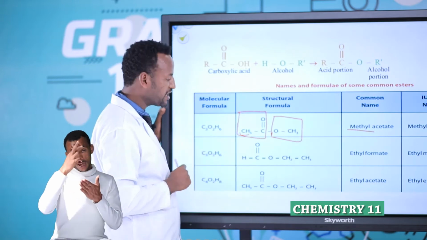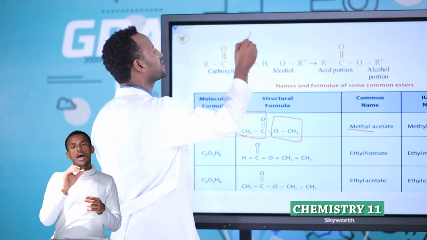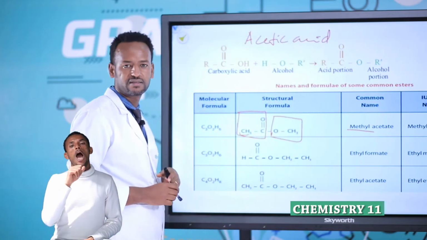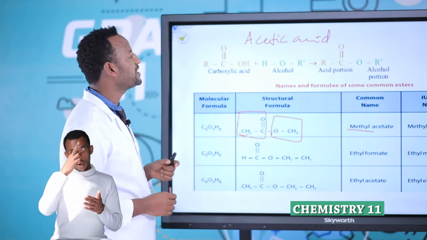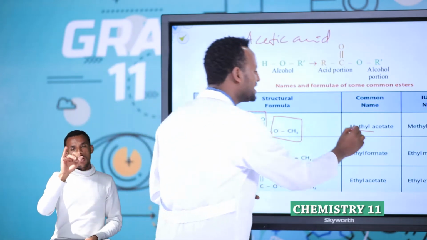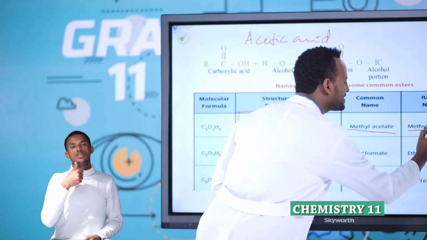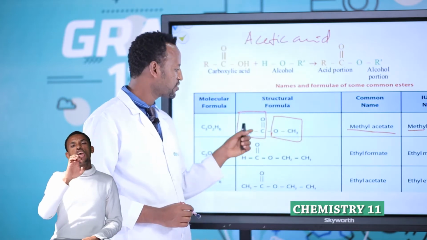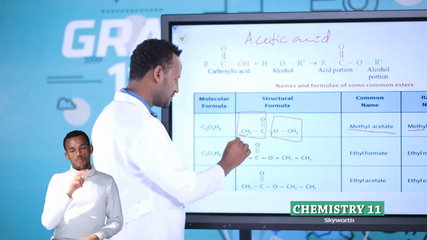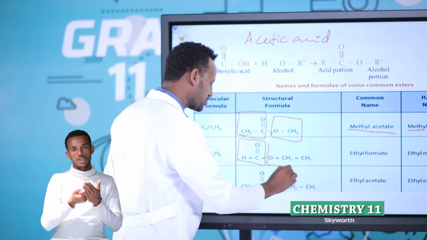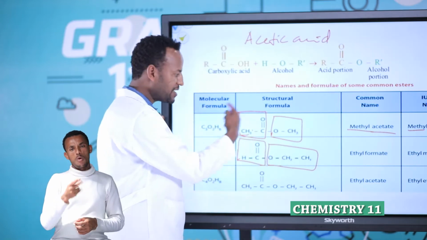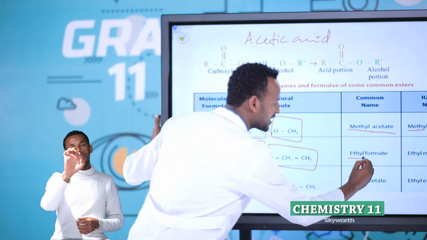In the case of common name, two carbon is acetic acid. In the case of common name, this one is acetate; acetic acid is replaced by acetate. Therefore, methyl acetate or methyl ethanoate. Why ethanoate? Because the acid name is ethanoic acid. Look at this one again. This is the acid portion. This one is the alcohol portion. Students, in the alcohol portion, how many carbon? Two carbon. One carbon is methyl, two carbon is what? Ethyl.